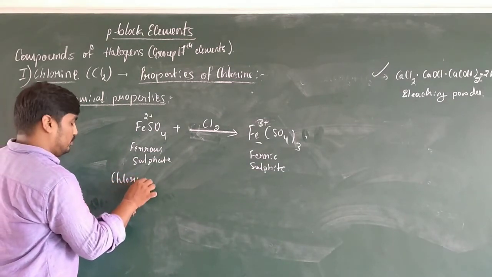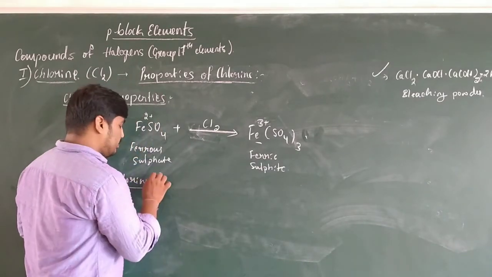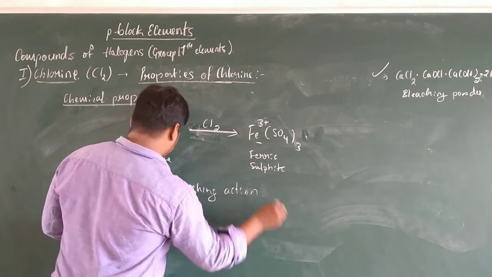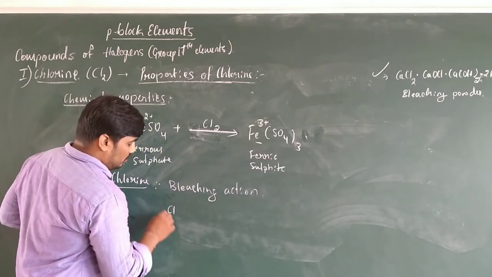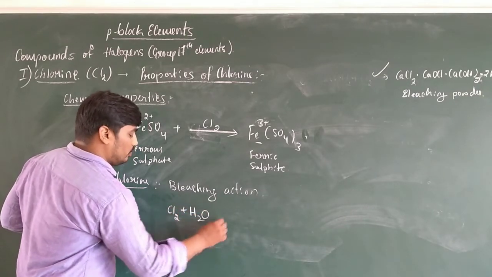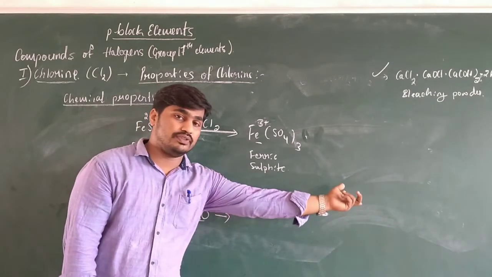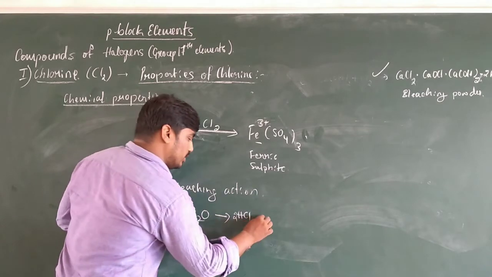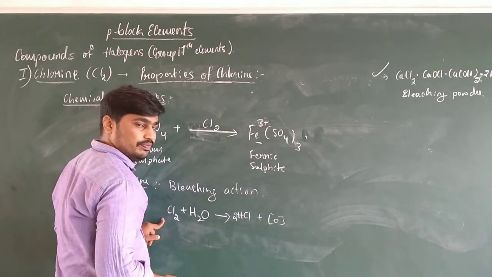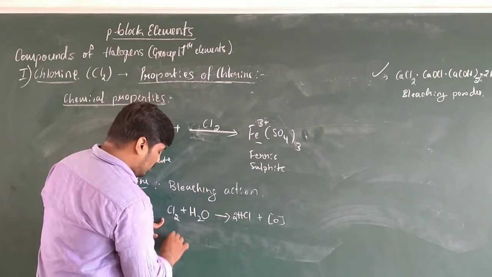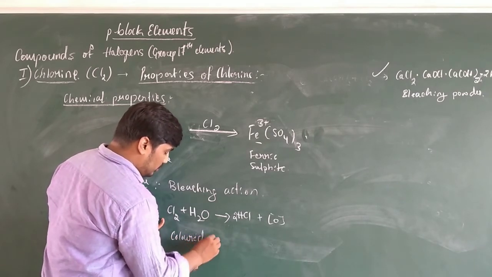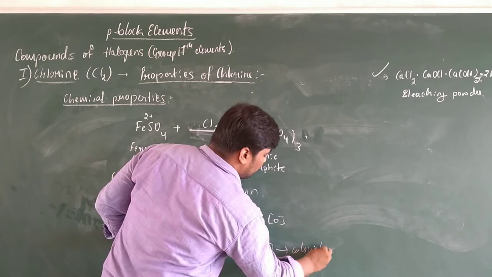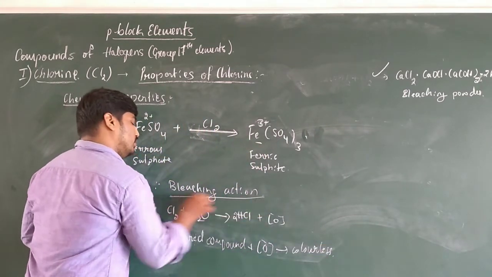Next, liquid chlorine, or when chlorine gas is dissolved in water, the liquid state of chlorine shows bleaching action. How? When chlorine reacts with water without any catalyst (the last case we observed with a catalyst), it gets converted into HCl, hydrochloric acid, plus nascent oxygen. This nascent oxygen reacts with colored organic compounds and they become colorless. Therefore, it shows a good bleaching action.